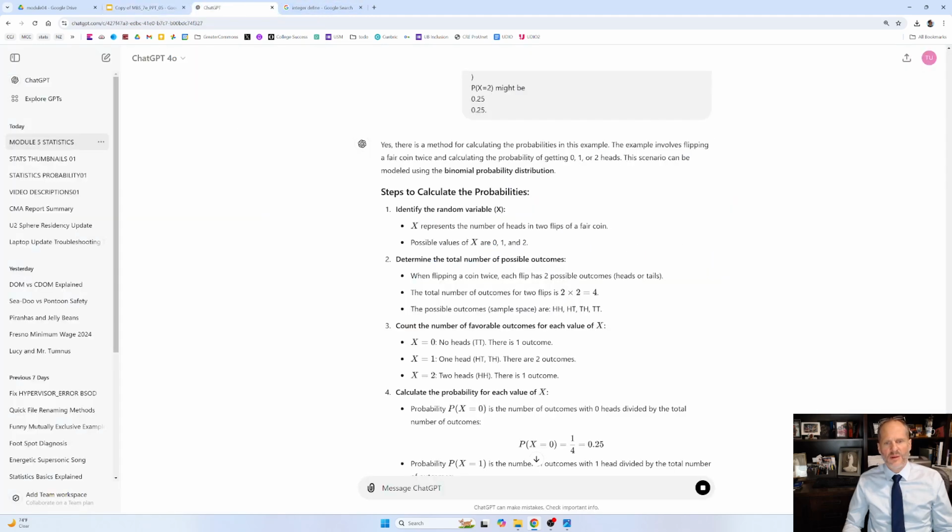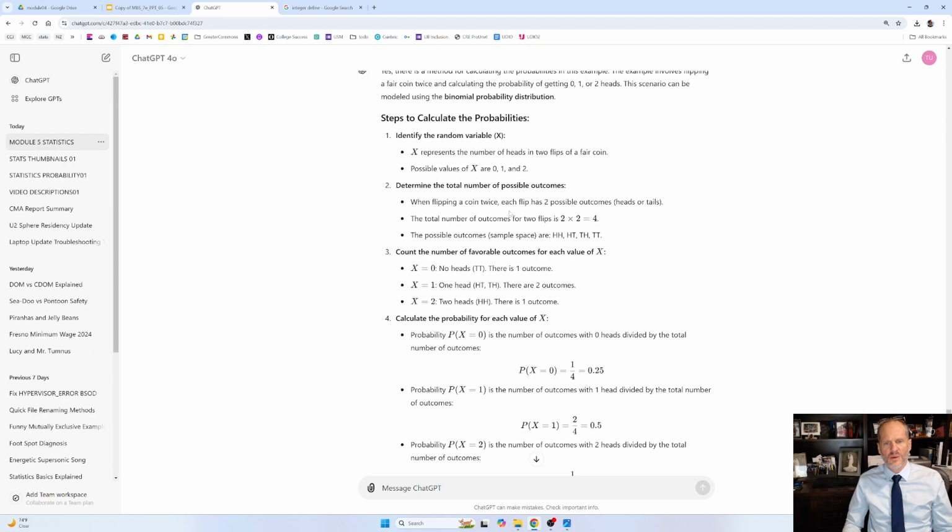Identify the random variable X. X represents the number of heads in 2 flips of a fair coin. Possible values of X are 0, 1, or 2. When flipping a coin twice, each flip has 2 possible outcomes, heads or tails. The total number of outcomes for 2 flips is 2 times 2, or 4: heads-heads, heads-tails, tails-heads, tails-tails. We could have heads 0 times, once, or twice. So this is a sample space.